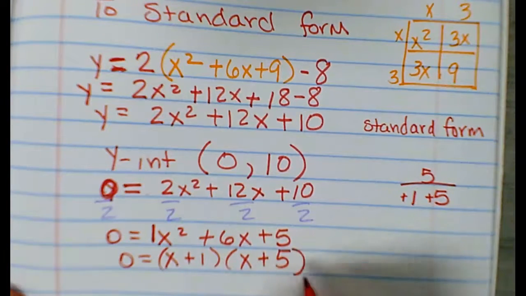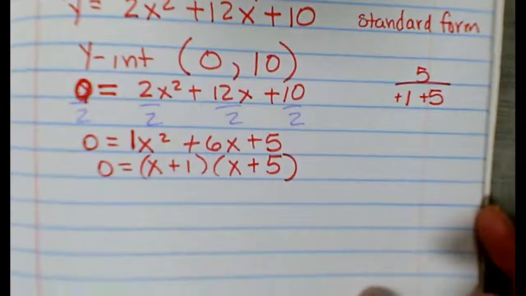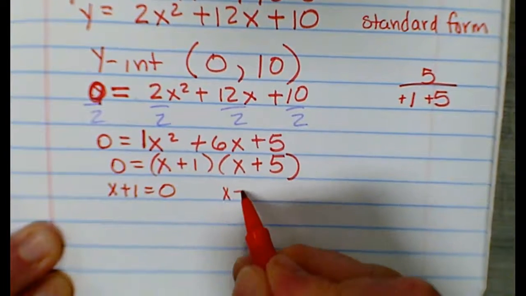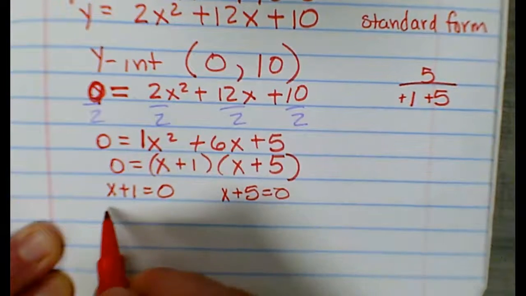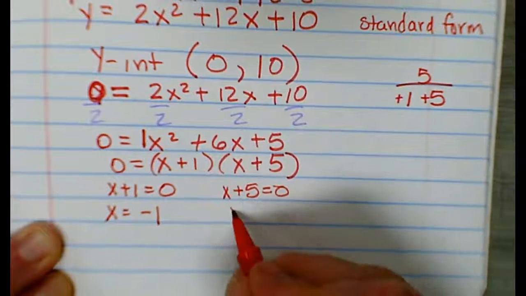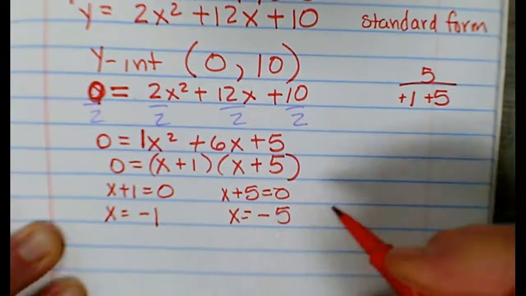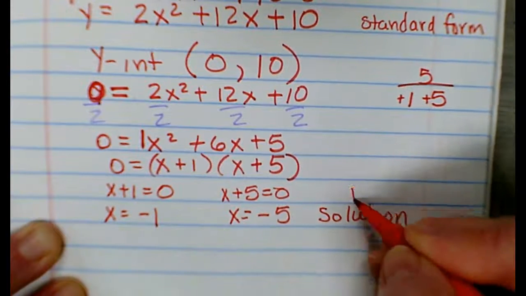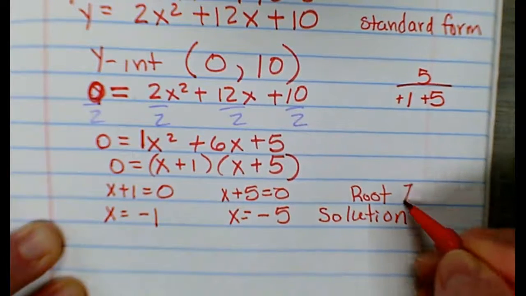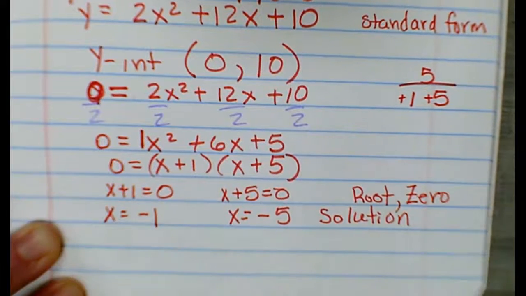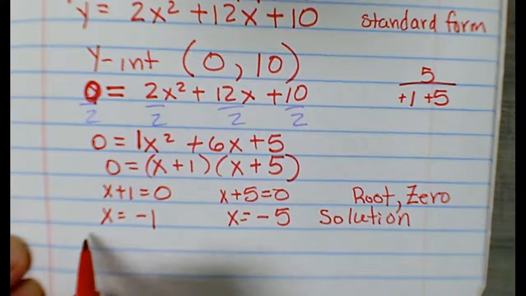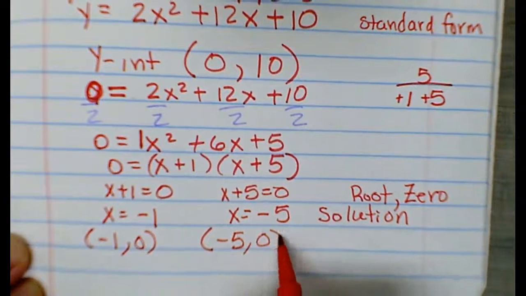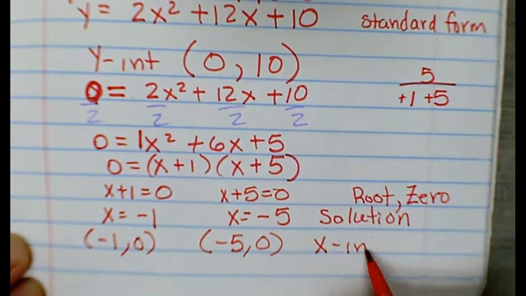This is factored, but it is not solved. I have to finish it by solving it. Subtract 1 from both sides, subtract 5 from both sides. These are the solutions, or roots, or zeros. If I put it in point form, these are the x-intercepts.